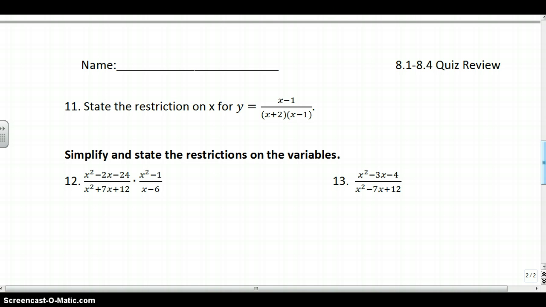Number 11 just has you state the restrictions, right? And remember, for now, we don't want our denominator to be 0. So denominator cannot be 0. Remember, we talked about in class that universe-ending paradoxes would ensue if we divided by 0. So make sure that you don't do that.